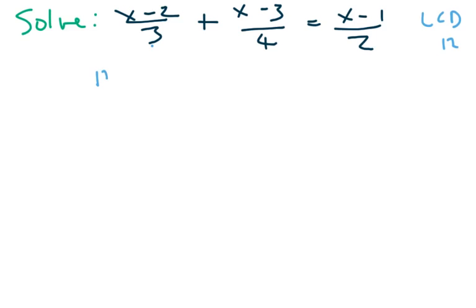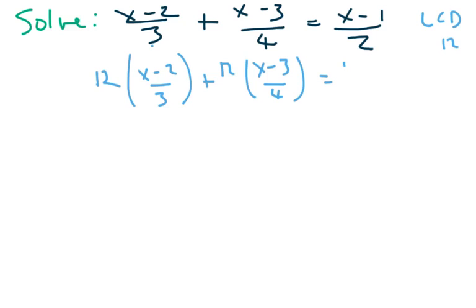So that's going to be 12, open bracket, x minus 2 over 3, plus 12, x minus 3 over 4, is equal to 12, x minus 1 over 2. So doing the same thing to both sides because it's an equation, the left-hand side and the right-hand side. I'm doing the same thing to both sides.